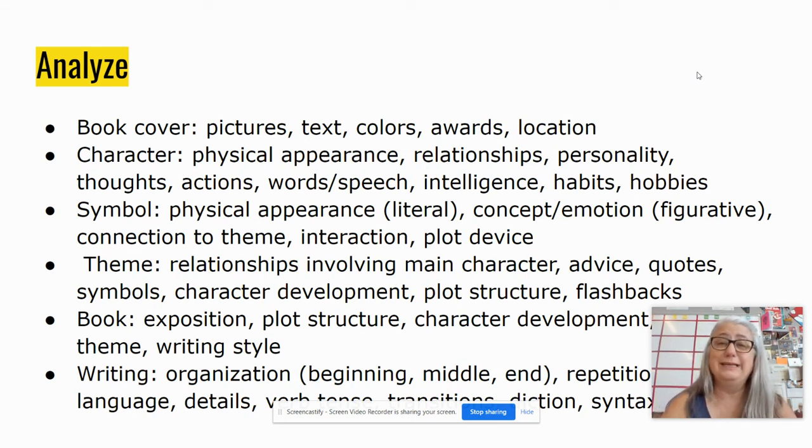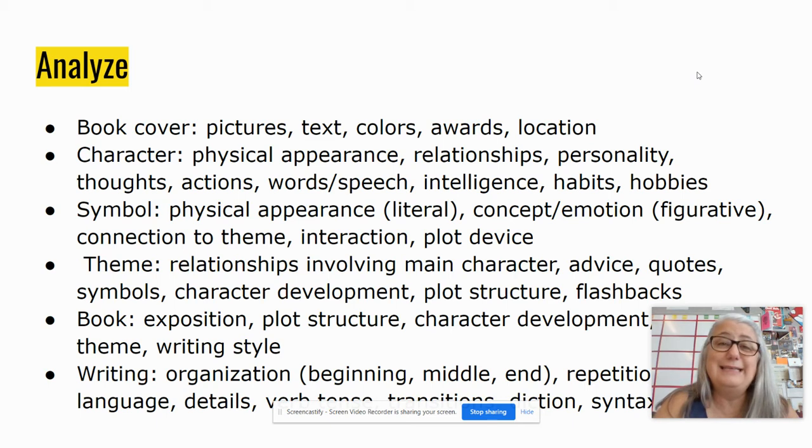We're going to look at organization, what's at the beginning of the writing, what's in the middle, what's at the end, what sequence did they put the information in, any repetition that they do, because writers generally don't repeat themselves unless it's something important and they want us, the reader, to pay attention to that.